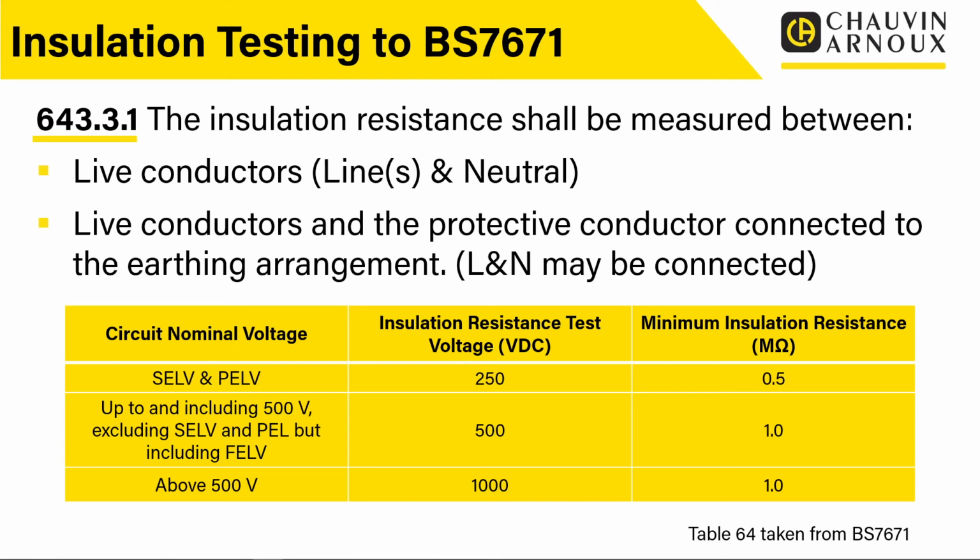So circuits up to 500 volts, so our normal 230, 400 volt circuits, and FELV are tested at 500 volts DC, and the minimum insulation resistance is 1 million ohms. So we would expect the resistance of those circuits to meet 1 million ohms. And the final one on here, circuits above 500 volts. So this is circuits with a nominal voltage above 500 volts.